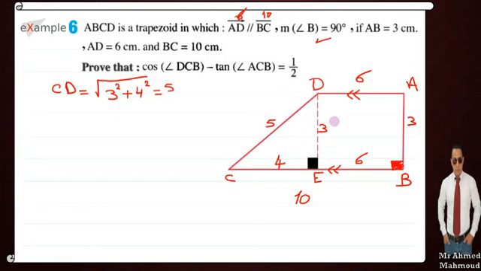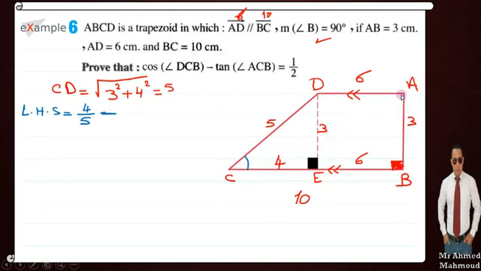Now I have all the sides inside the trapezoid. He needs to prove that cosine DCB minus tan ACB equals half. The left hand side equals cosine DCB, or angle C. Angle C is included in triangle DEC. In this triangle, the adjacent equals 4 and the hypotenuse equals 5. Then it will be 4 over 5 minus tan ACB.